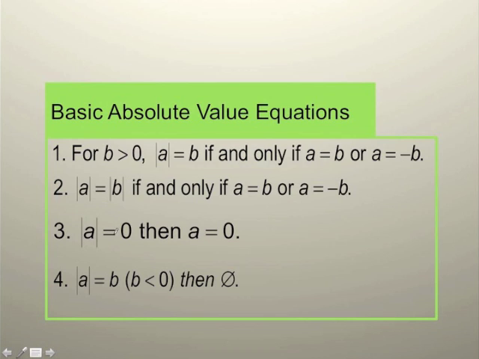Now, if the absolute value equals 0, then it equals 0. It's not a positive or a negative, it's just plain 0. If the absolute value equals b, but b is negative, it's less than 0, then there is no solution. You cannot have an absolute value that is equal to a negative number, because an absolute value is a distance, and you cannot have a distance less than 0.